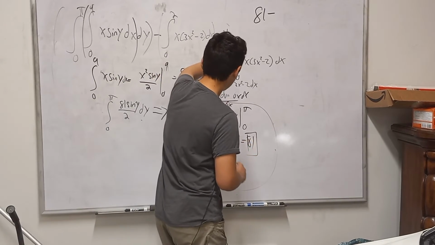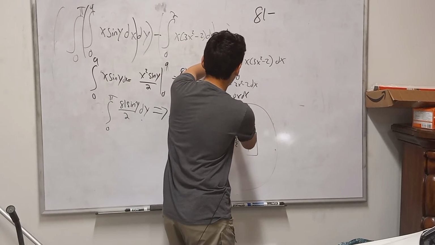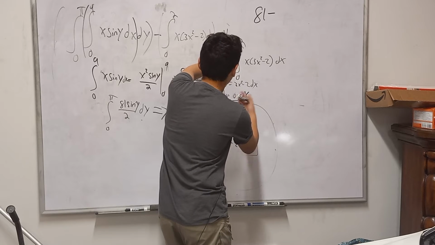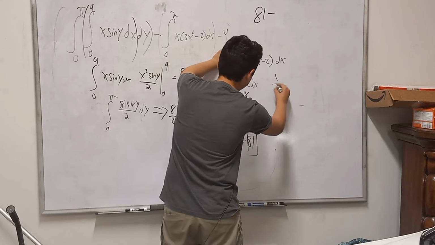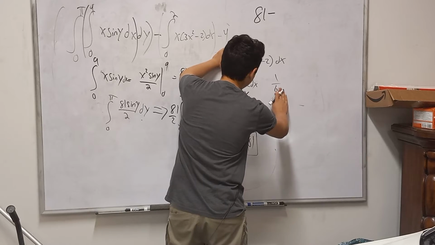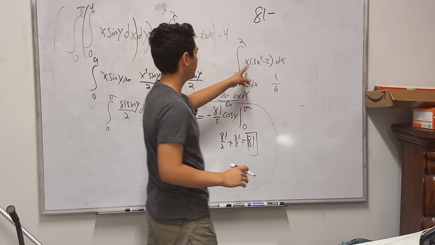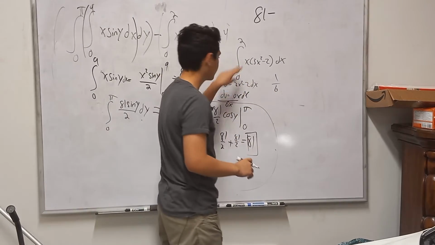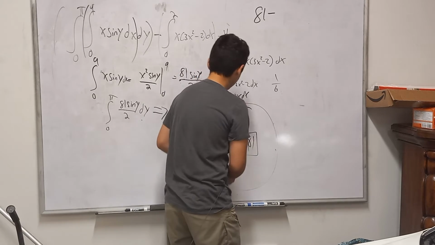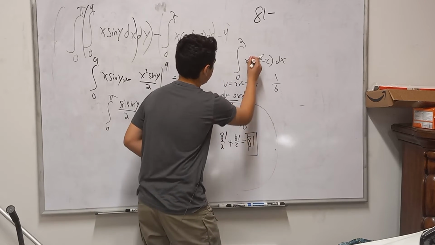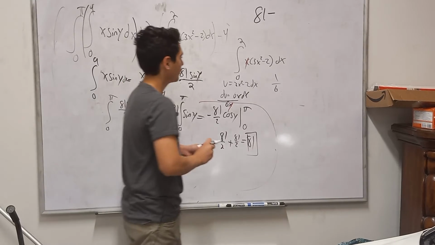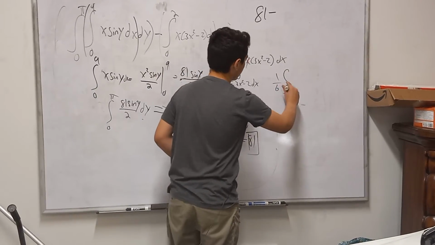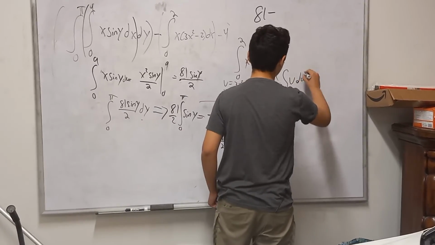What we have to do is take out the constant first. So we'll get 1/6, and actually the x's cancel out. We have this x here and the other x, and those will cancel out. So we have 1/6 the integral of u du.